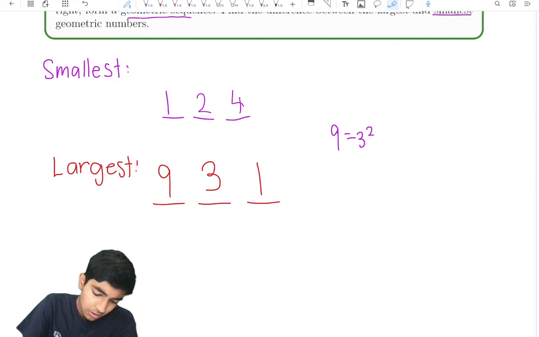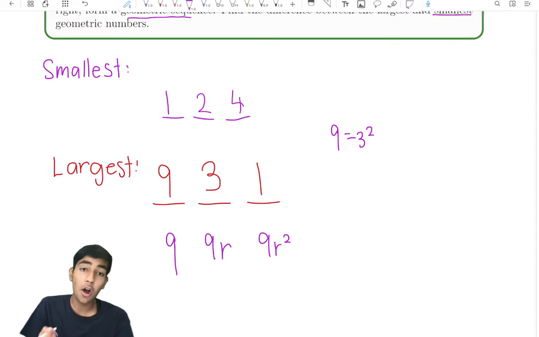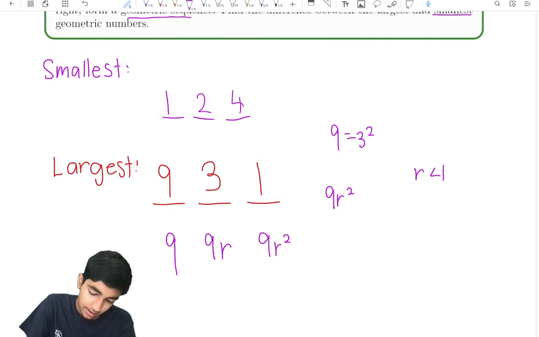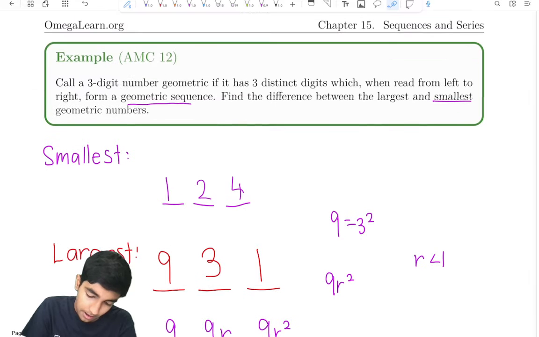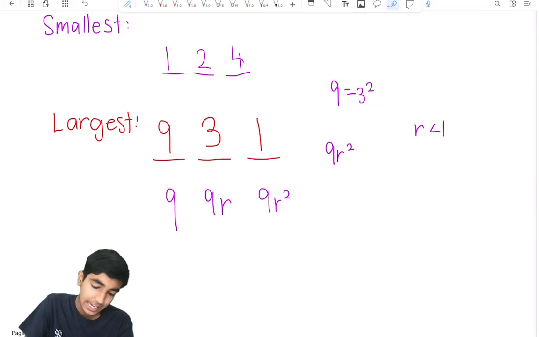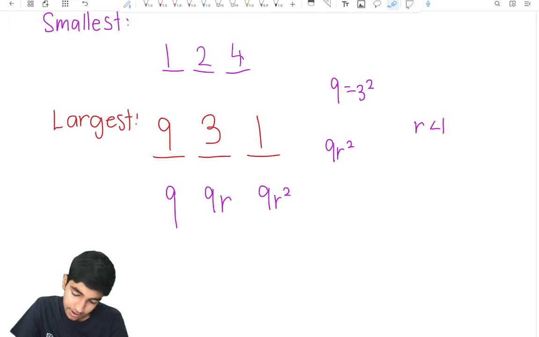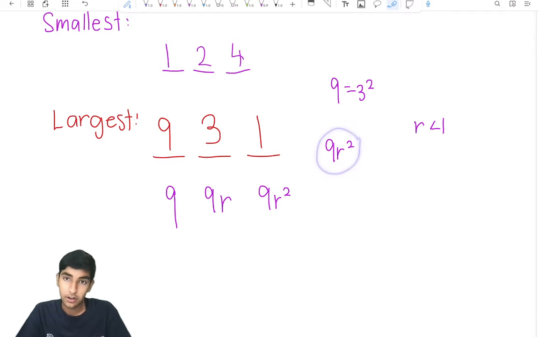So let's write this as 9, let's say 9r and 9r squared. R is a fraction, right? And we know 9r squared must be an integer, and we know r has to be less than 1. We can't just make this 9 because that violates the basic condition of the problem, and it can't be more than 1, like I mentioned earlier. It has to be less than 1. So is a fraction less than 1? Notice here, 9r squared is an integer.